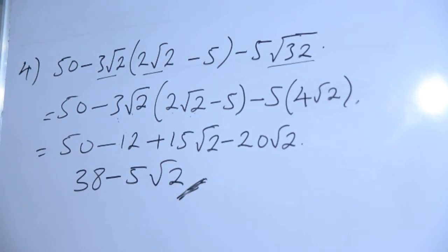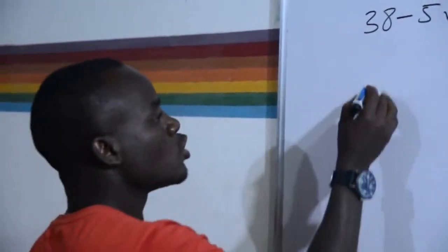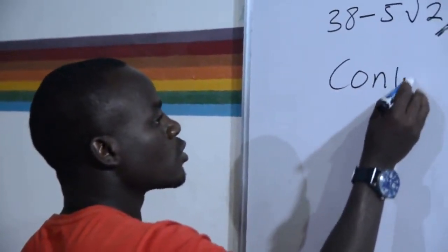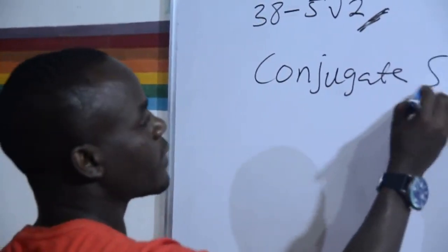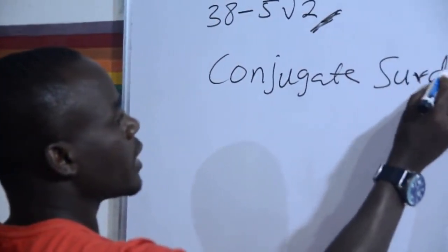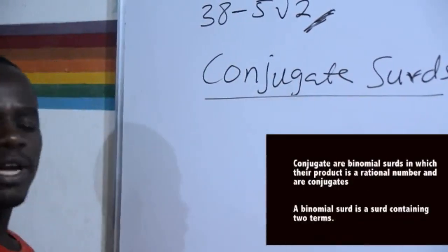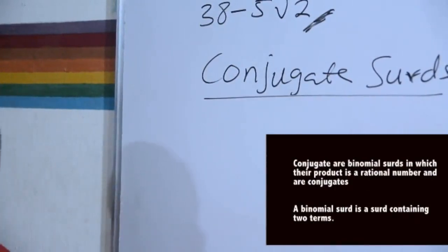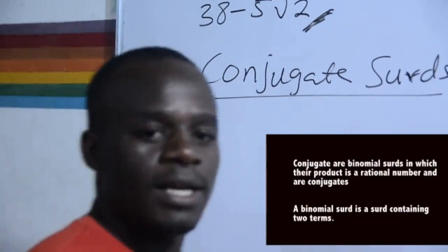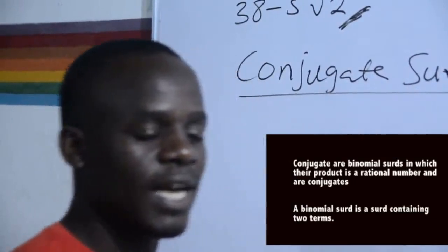Right? Then question number 5. Before we talk about question number 5, there's something I want us to understand first, which is called conjugate surds. So when we understand this and take some few examples, you can go back to question number 5. Conjugate surds. Now, what do you mean by conjugate surds? When you have two binomial surds that you multiply and you get a rational number, a single value, then we say these two surds are conjugates.